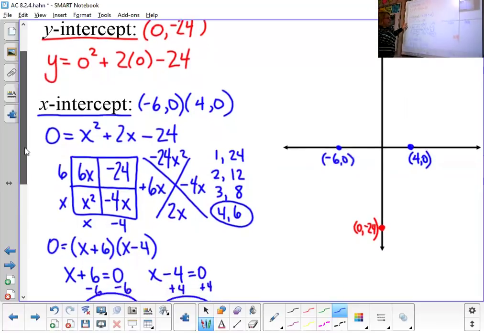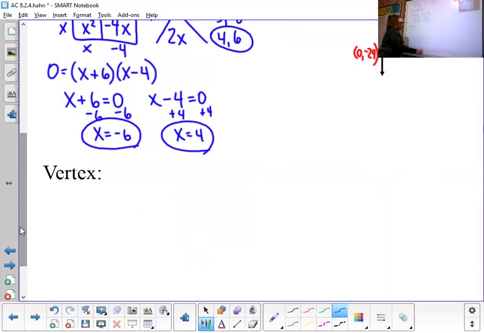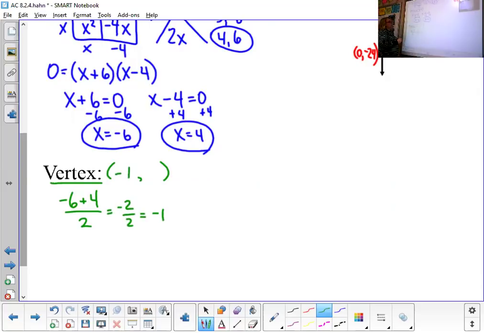So now we need to find the vertex. The vertex is always going to be halfway in between your two x-intercepts. So the x value is halfway in between negative 6 and 4. We talked about how you can find that x value by averaging the two numbers. So negative 6 plus 4 divided by 2. Negative 6 plus 4 is negative 2 divided by 2 is negative 1. So the x value of my vertex is going to be negative 1.